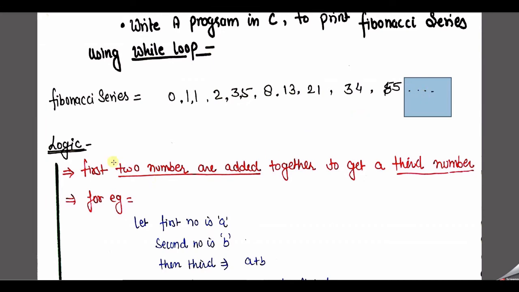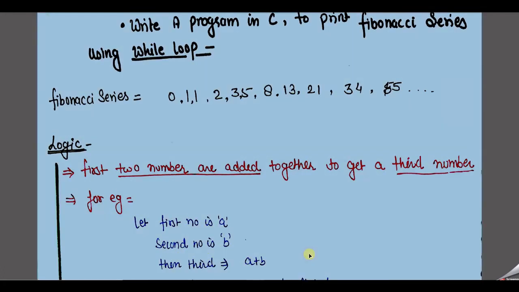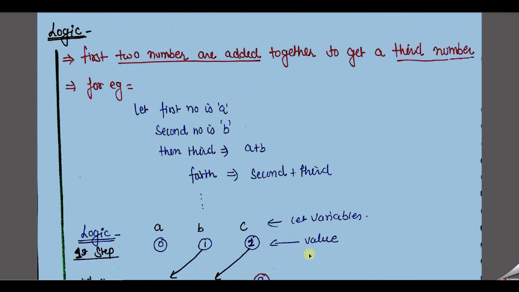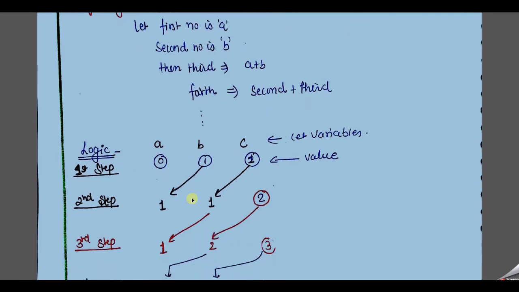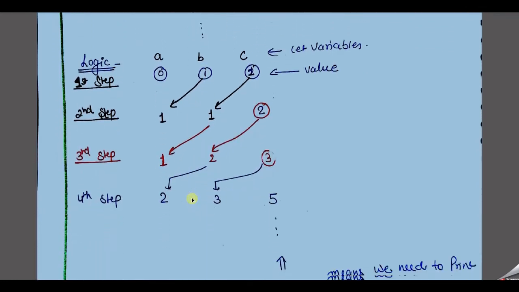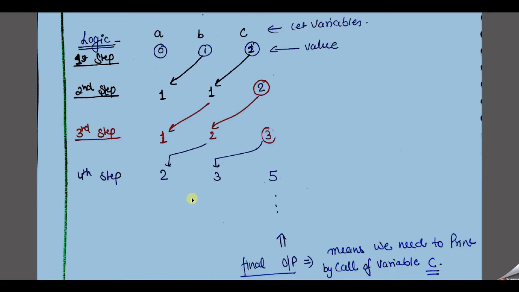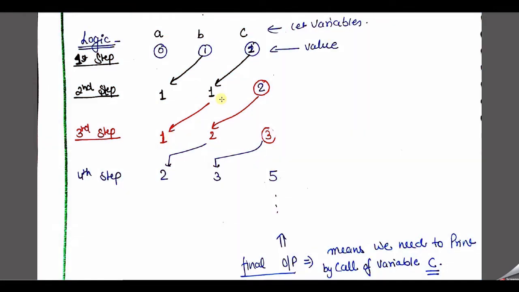Here I mention the logic behind the Fibonacci series: the first two numbers are added together to get a third number. For example, if the first number is a and the second number is b, then the third number is a plus b, and so on. The fourth number is b plus the third number, that means b plus (a plus b), and so on. So this is the mathematical logic for the program.